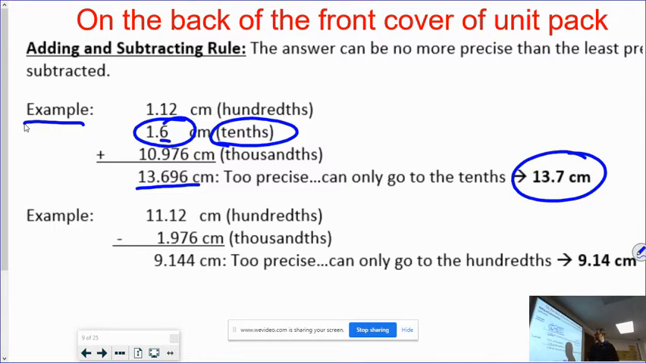We do some subtraction. This is the exact same rule. Our answer could be no more precise than our least precise piece of data. This piece of data only goes to the hundredths. This one goes to the thousandths. We get this on our calculator, but our answer can only go to the hundredths. So our answer ends up being the 9.14 centimeters.